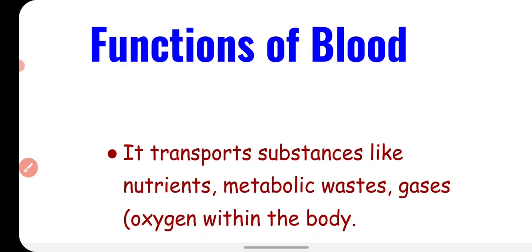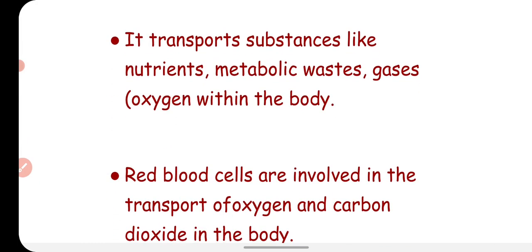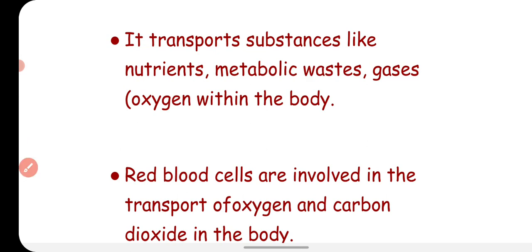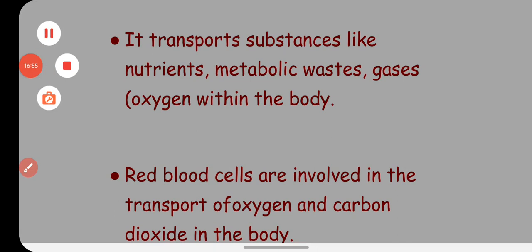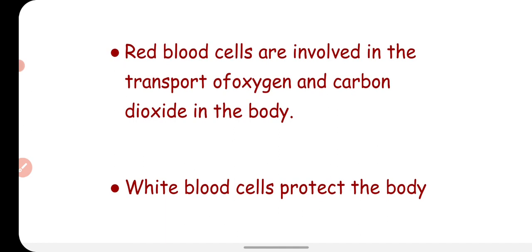Now we'll talk about the function of blood. It transports substances like nutrients, metabolic wastes, and gases within the body. The main function of blood is to transport various substances. It can be nutrients, waste material, or gases like oxygen and carbon dioxide. Now, red blood cells are involved in the transport of oxygen and carbon dioxide in the body. So the red blood cells present in the blood exchange the gases, oxygen and carbon dioxide.